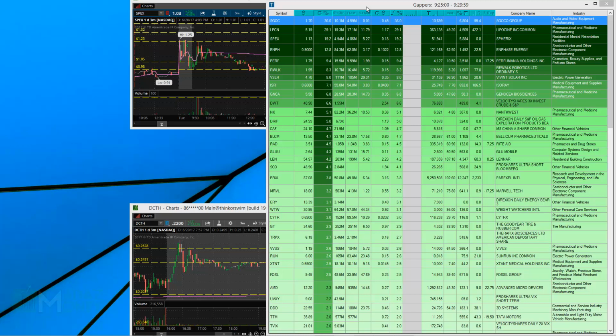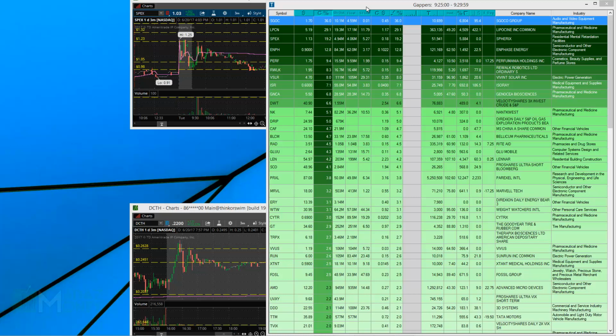Now, another reason why ENPH was not included in my watch list, again, the float, 62 million float. That's a little bit on the heavy side for me. I'm not a big fan of that, so that's another reason why I did not go with ENPH.